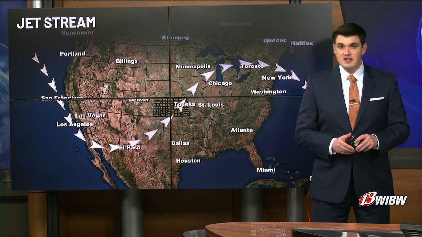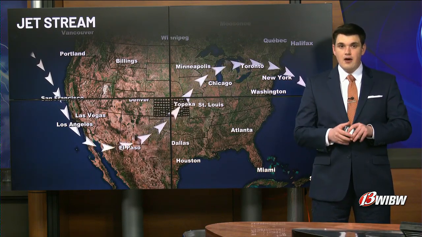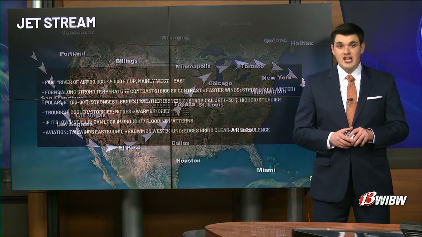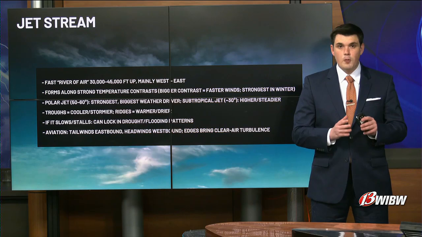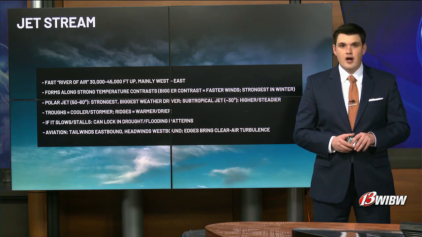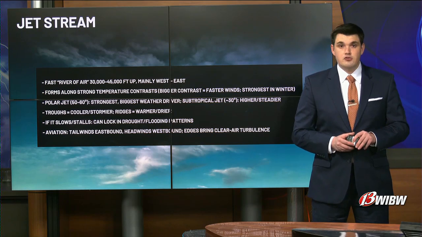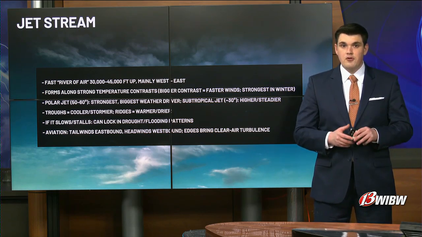A jet stream is a fast-moving river of air high in the atmosphere, typically between 5 to 9 miles above the surface, that generally flows from west to east and plays a crucial role in steering weather systems around the globe. Jet streams form where air masses of very different temperatures meet, such as cold polar air and warm tropical air, and that combination of temperature contrast with the Earth's rotation creates these strong upper-level winds.